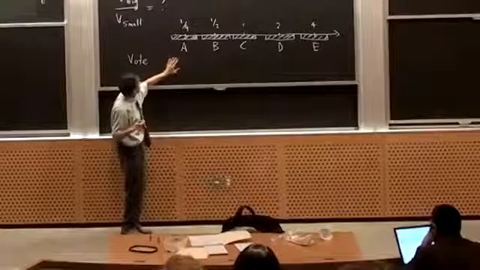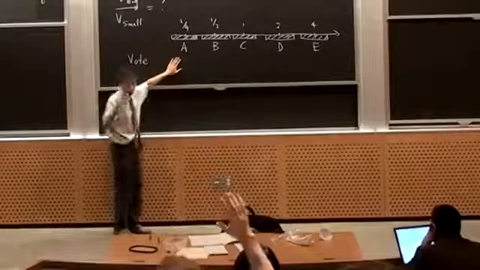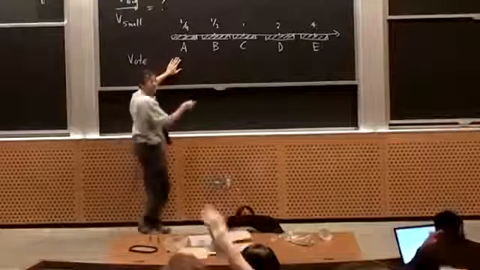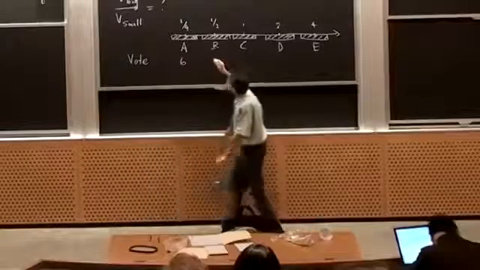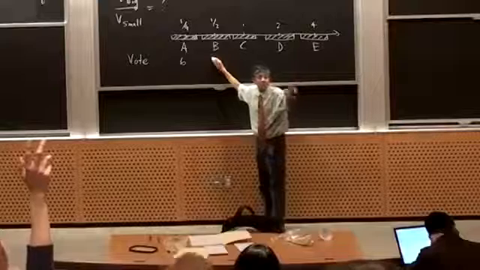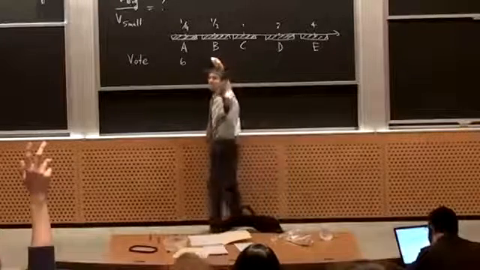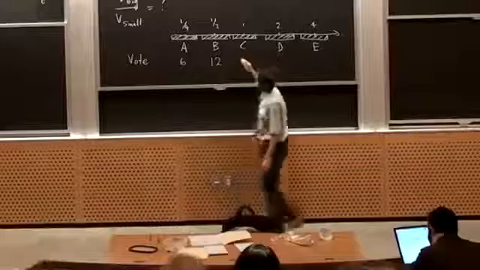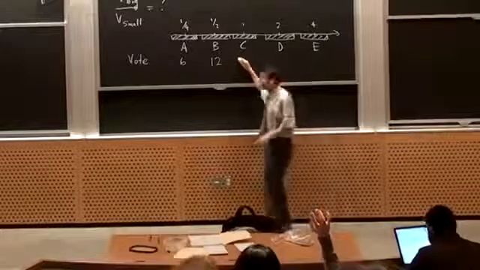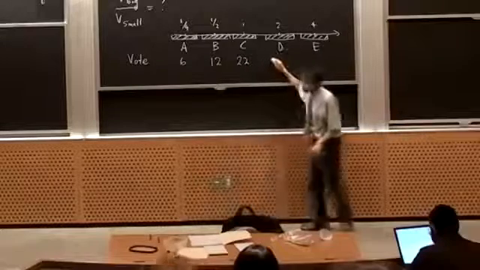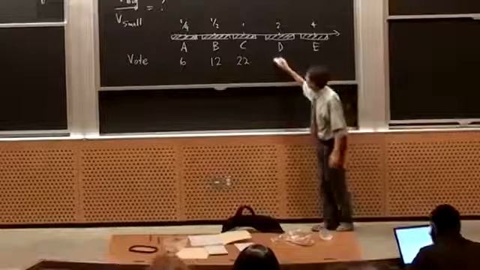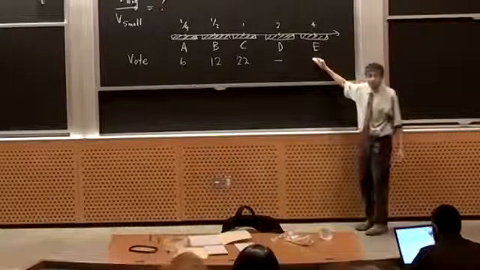So who votes for 1/4? Let's see, 1, 2, 3, 4, 5, 6, okay, 6. Who votes for 1/2? 2, 3, 4, 5, 6, 7, 8, 9, 10, 11, 12. Who votes for C? About 22. Who votes for D? No takers for D, okay. How about E?